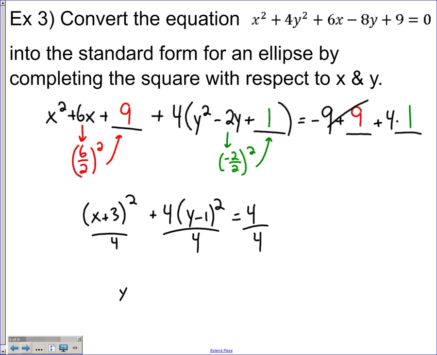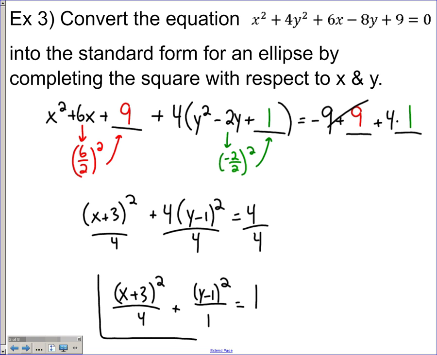And our final answer is going to be (x + 3)² over 4 plus (y − 1)² over 1, since our 4's cancel here. And that's equal to 1. Now from there, we're in standard form. We can identify vertex, major and minor axis, a and b, foci, etc. Okay? So we're going to do one more example of those, and then I'll send you on your way to try one on your own.